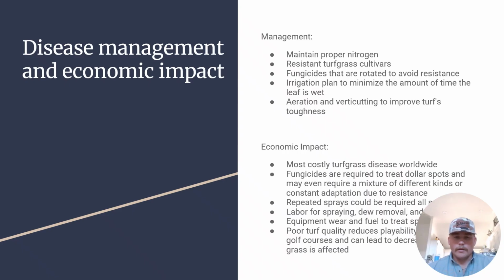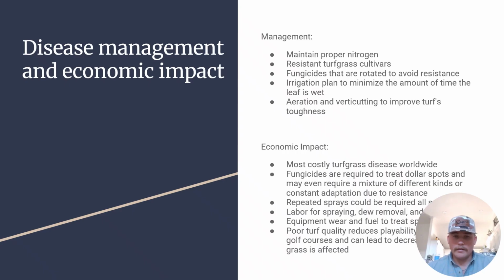Disease management and economic impact. For the management portion, you need to maintain proper nitrogen levels. You need to try to work with resistant turfgrass cultivars. The fungicides should be rotated to avoid resistance. Use an irrigation plan to minimize the amount of time the leaf is wet. Aeration and verticutting to improve the turf's toughness.